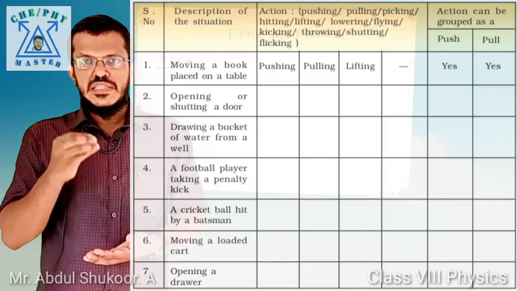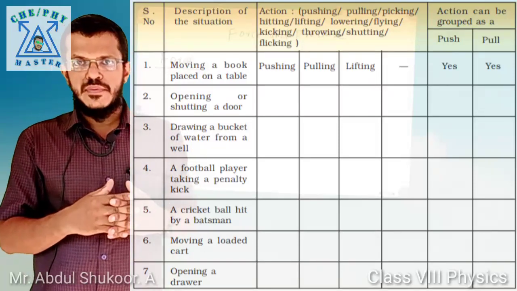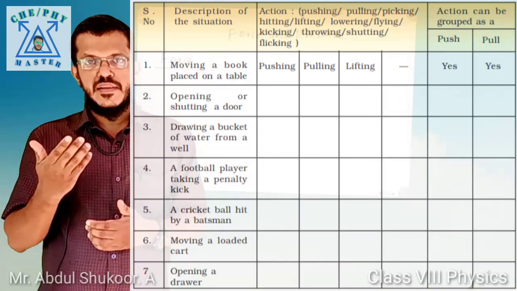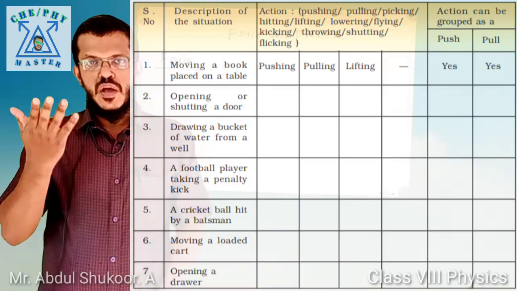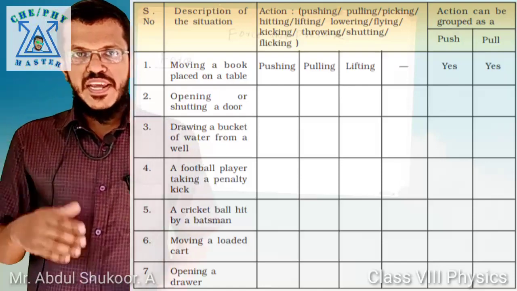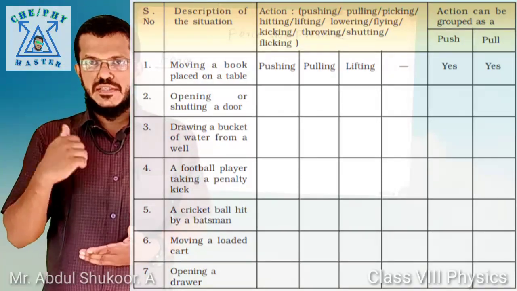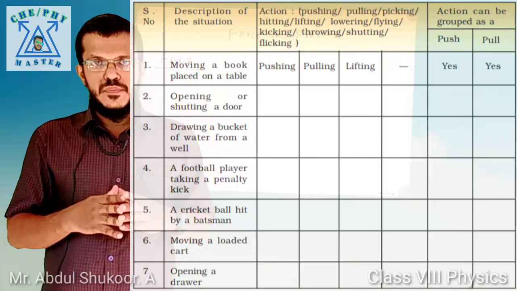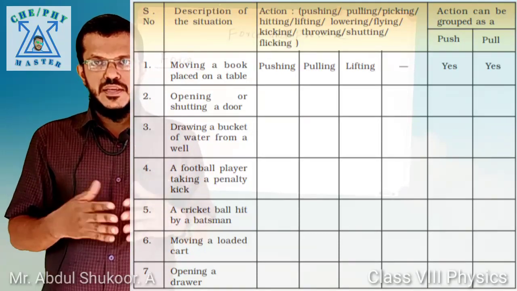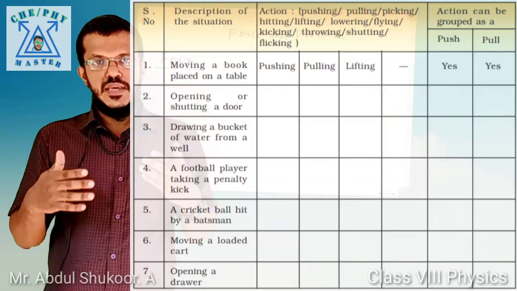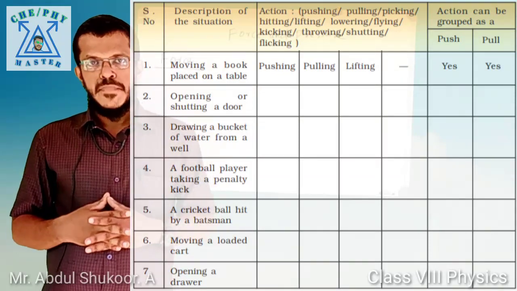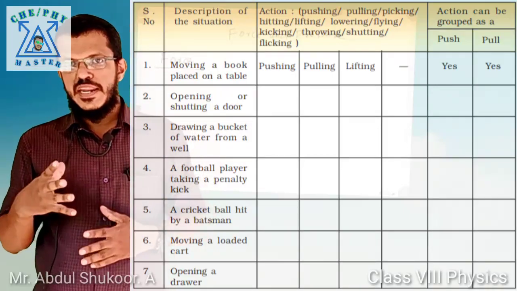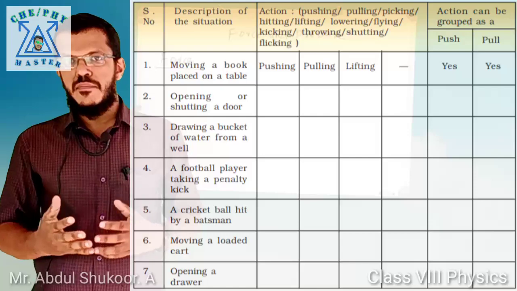That is pushing. Pushing may happen, and pulling, lifting. Then you can write another action in the blank. Then the action can be grouped as push or pull. If push is there, then you can write yes. If pull is there, then you can write yes. If there is no push or pull, then you can write no. That is the method to complete this table.